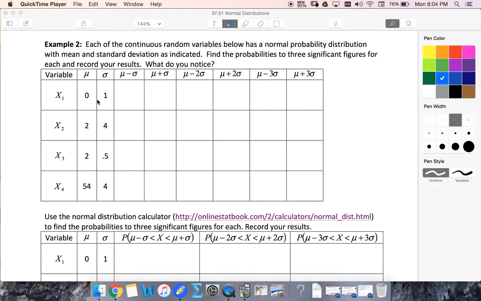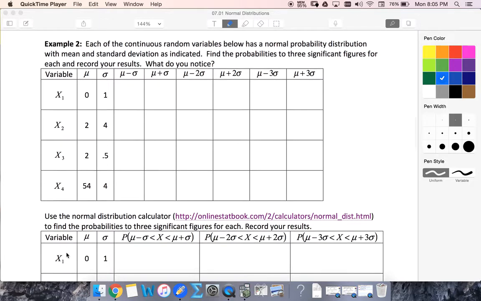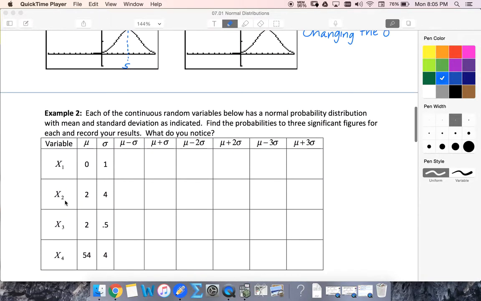Okay, we're going to continue exploring standard deviation now. And again, this is one of our ways of exploring mathematics. Each of the continuous random variables below have a normal probability distribution with mean and standard deviation. So we've got different means we're looking at, different standard deviations. So this is the standard deviation, not the variance.